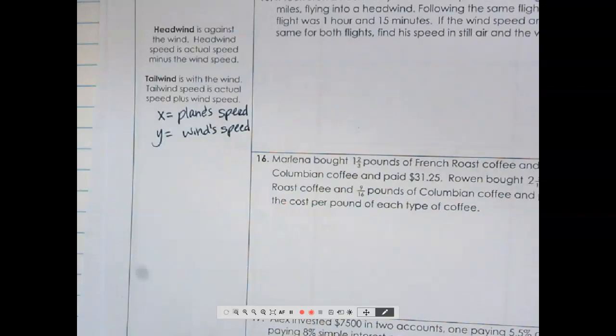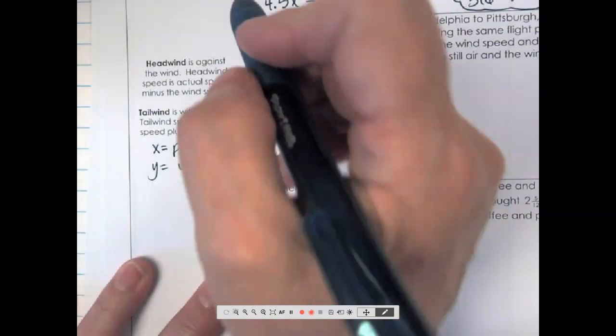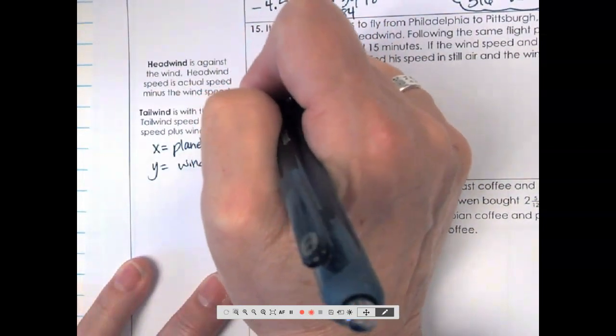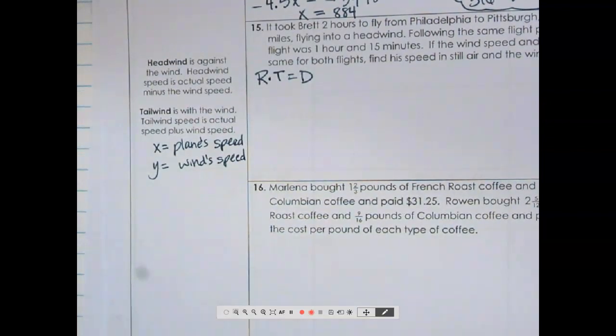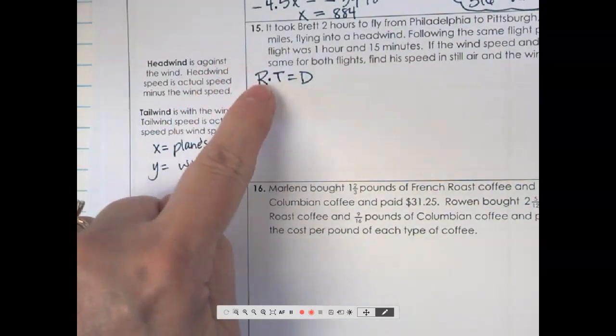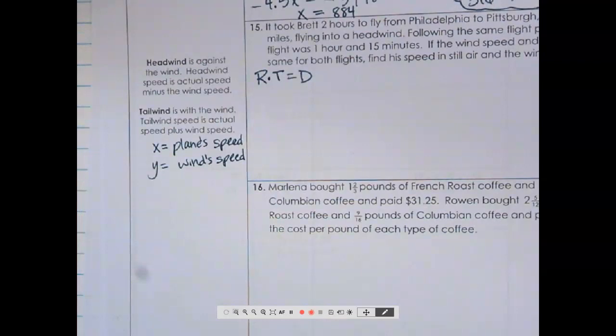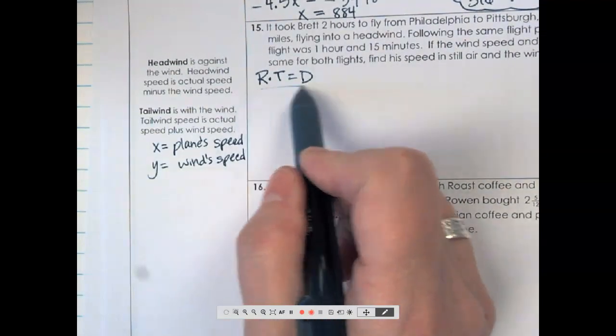Now, for this one, we have to use kind of a different setup. We're going to use this formula right here. You've seen that formula before, maybe in a science class. Any idea what those variables represent? Distance, time, and rate. So rate times time equals distance. So if you're driving 50 miles an hour for 2 hours, you're going to cover 100 miles. Okay? So rate times time equals distance. That's our setup that we're going to use here.